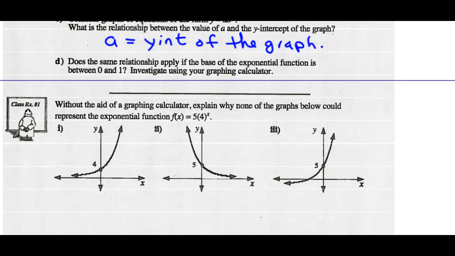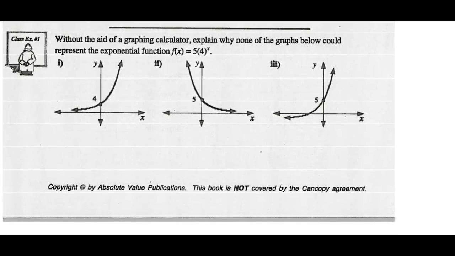Example 1. Without the aid of a graphing calculator, explain why none of the graphs below could represent the exponential function f of x equals 5 times 4 to the exponent x. Well, this function should have a y-intercept of 5. We're told this function has a y-intercept of 4, so that's no good. Our original function has a y-intercept of 5.